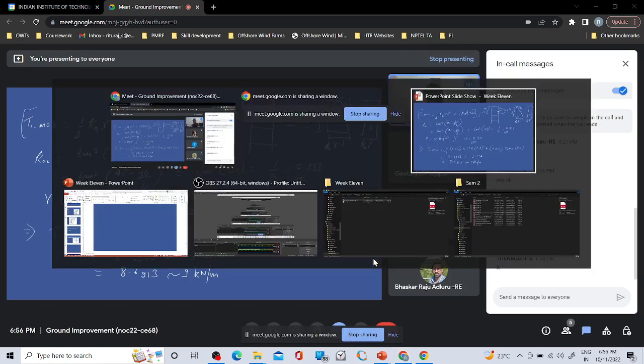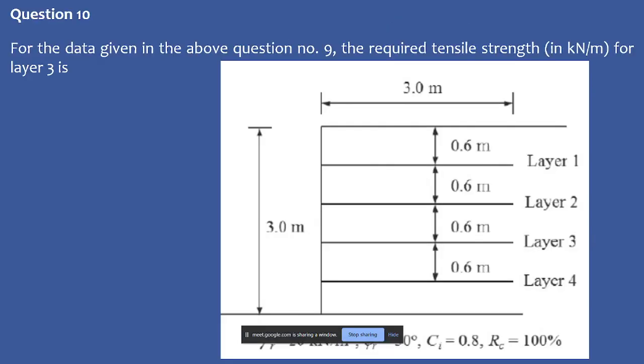Okay, no doubt. Then let's move to the final question of the day. For the data given in the above question number 9, the required tensile strength for layer 3 is. The options are 11.2, 10.2, 15.2, 16.2. I guess there's some mismatch between my animations, but the answer is 11.2.